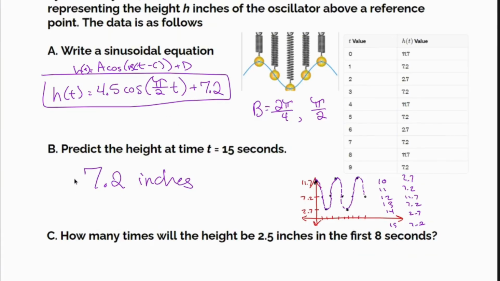I could have thrown that into my calculator, typed in 15, but this was much faster. How many times will the height be 2.5 inches off the ground in the first 8 seconds? Fortunately, I have a picture. Also, fortunately, I'm an idiot because the bottommost thing that this will hit is 2.7. So how often will it hit 2.5? How about never? That was stupid.